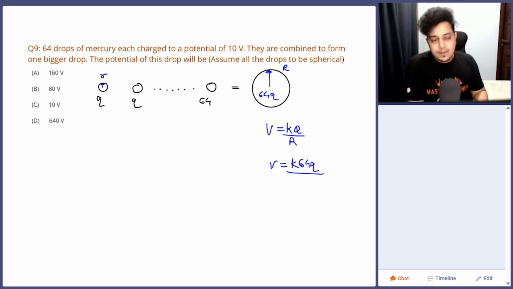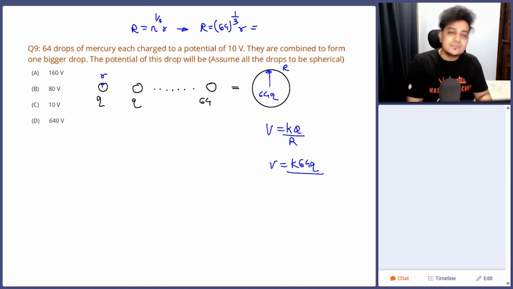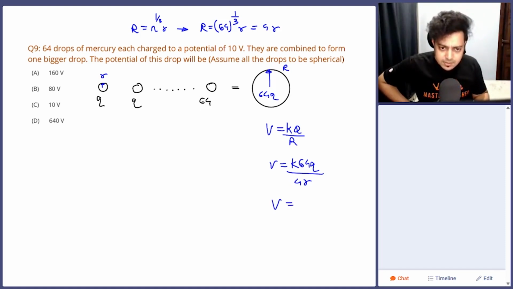Capital R we know can be replaced, as we have used in one of the previous questions as well. R is equal to n raised to 1 by 3 into small r. Here how many of them are there? 64 of them. So capital R will be equal to 64 raised to 1 by 3 into small r. What is this? This is 4 cube. So capital R is 4 times r. So we can simplify this: 64 and 4 will give us 16, and kq by r.